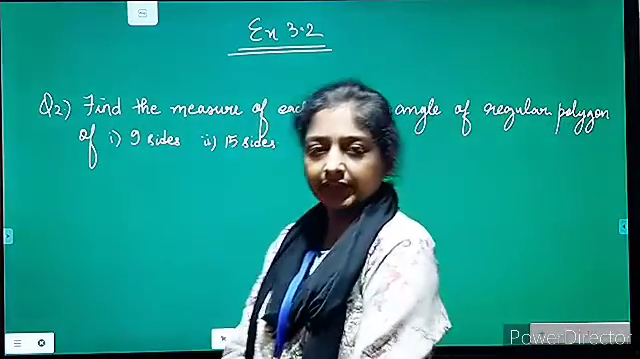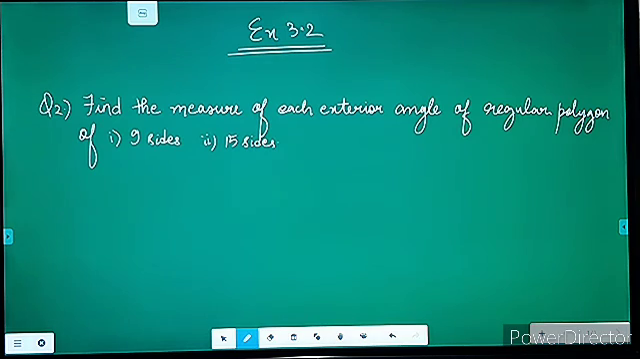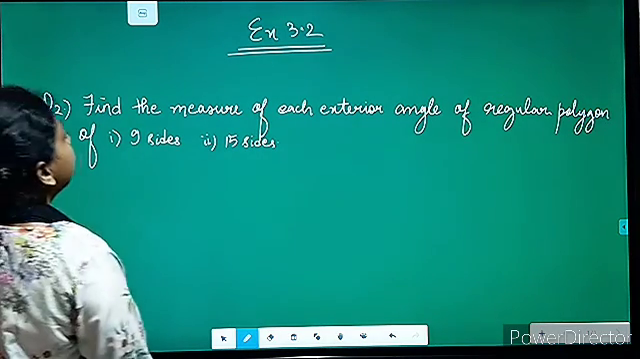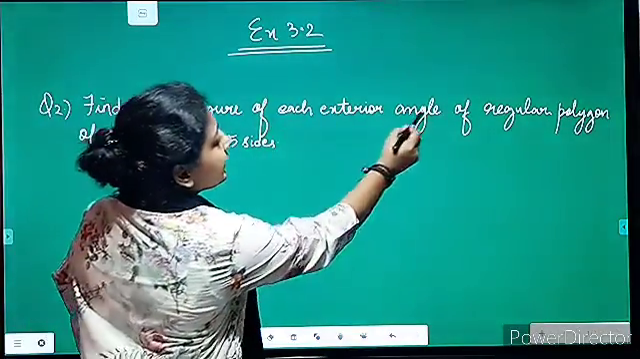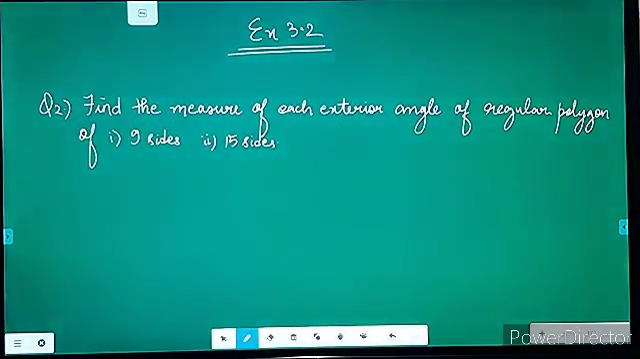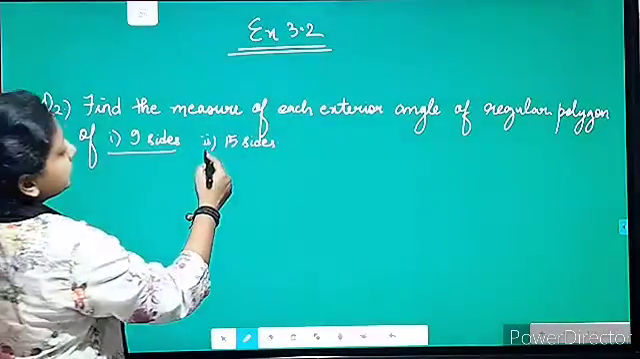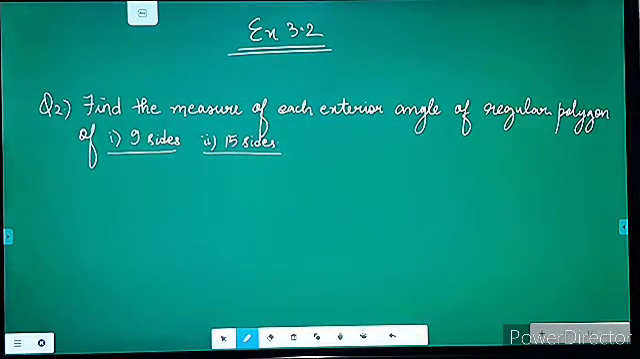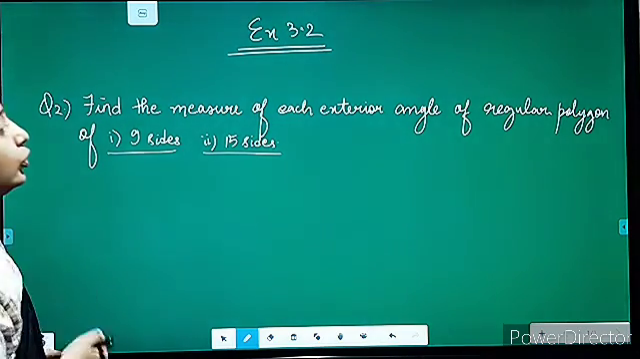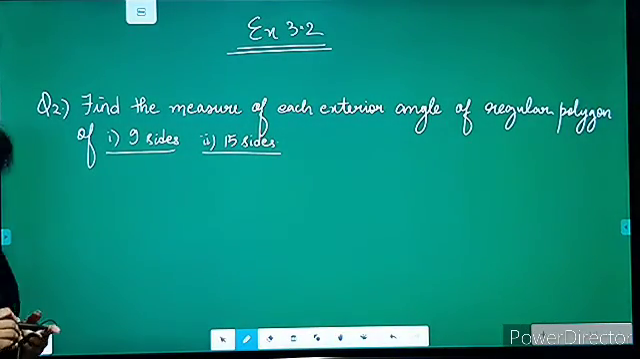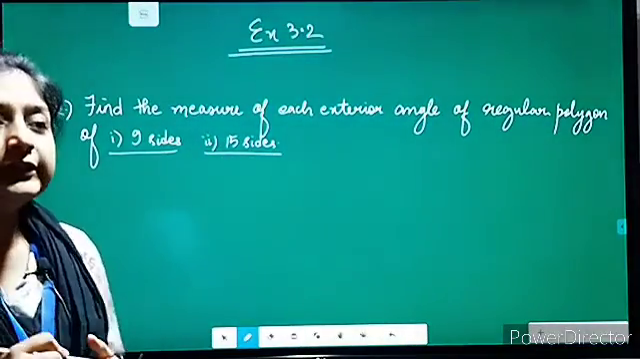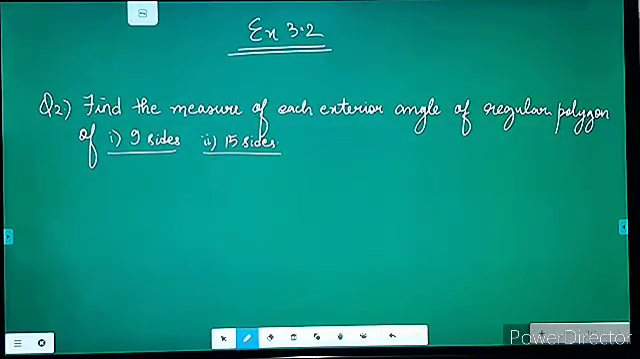This is exercise 3.2. Exercise 3.2 first question we have already done, so today we will be doing question number 2. Question number 2 tells us: find the measure of each exterior angle of a regular polygon. The first part is 9 sides, the second part is 15 sides. So we have to find the measure of the exterior angle of a regular polygon, first of all of 9 sides. We have a polygon, it has 9 sides. Now since it is a regular polygon, this implies that all of the angles must be equal.